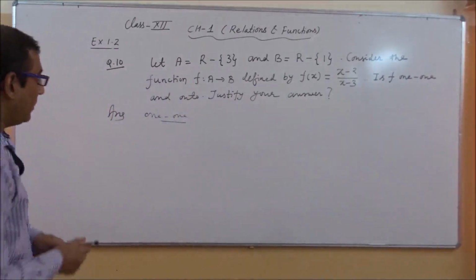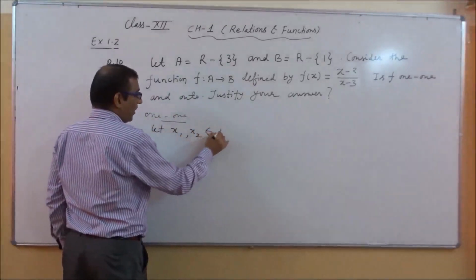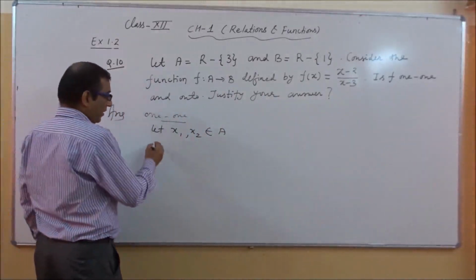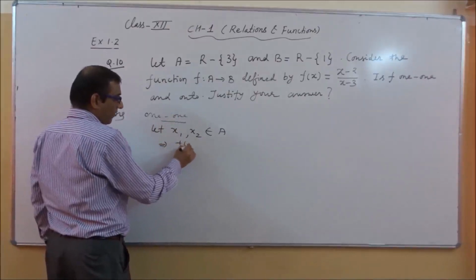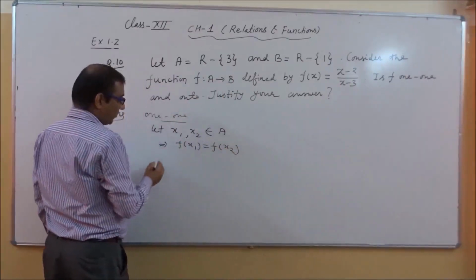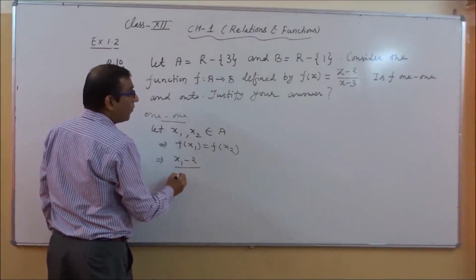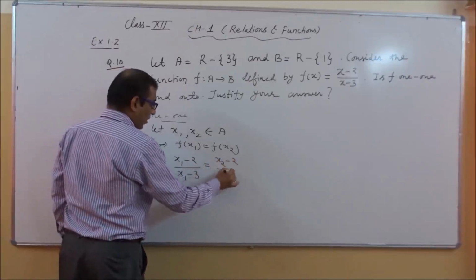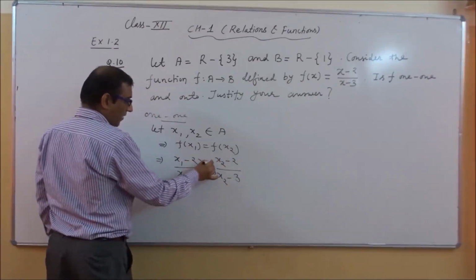So here first I will take x1 and x2, both members of A, or both related with the domain. Then we will continue with the definition of 1-1. So we are taking f(x1) = f(x2). With the help of the given function, how can we write here? We write (x1 - 2)/(x1 - 3), and it can be written as (x2 - 2)/(x2 - 3). Now we will continue with the cross multiplication method.